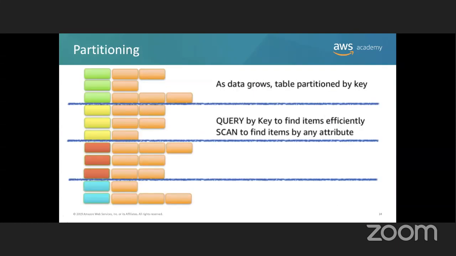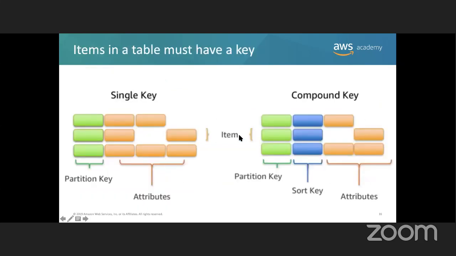Partitioning: as data grows, the table is partitioned by key. Query by key to find items efficiently, scan to find items by any attribute. So you can use query or you can use scan. With query, you can use the key to find the items efficiently. For scan, you find the items by any attribute. Okay? Now, items in the table must have a key. The key has to be there. It could be a single key or a compound key, also known as a composite key.